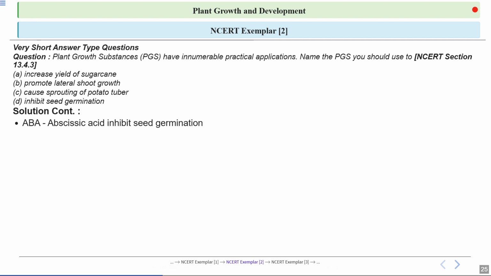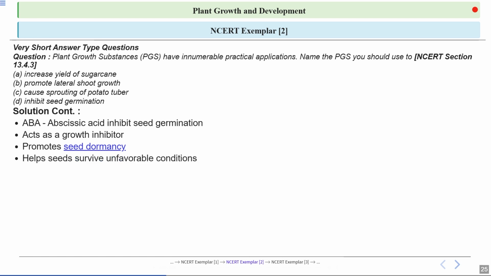Now, abscisic acid, a very important plant growth regulator. Abscisic acid inhibits seed germination, right? It acts as a growth inhibitor hormone. It does not allow the plants, or you can say the seeds, to germinate. It keeps them in a dormant condition. So it promotes seed dormancy. It does not allow the seeds to germinate. So it helps seeds to survive unfavorable conditions and also provides protection. And seeds can stay viable for many years because of this particular hormone.